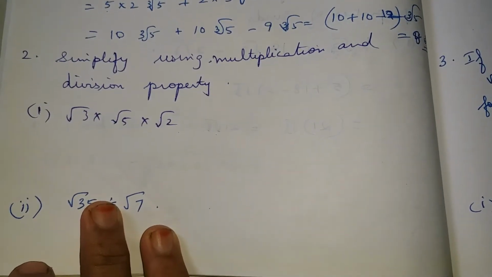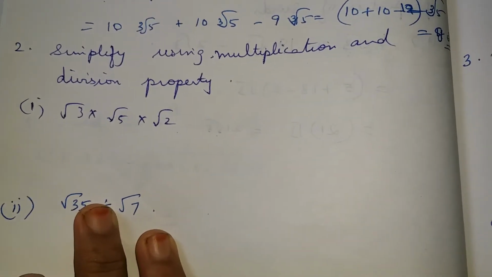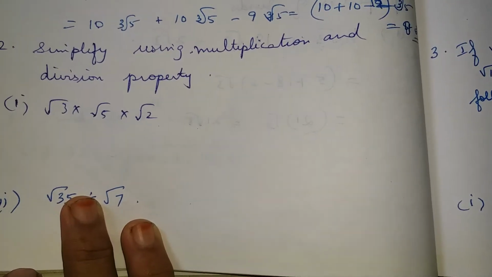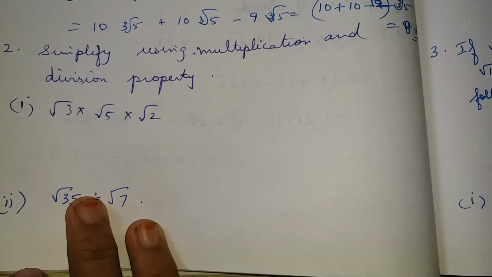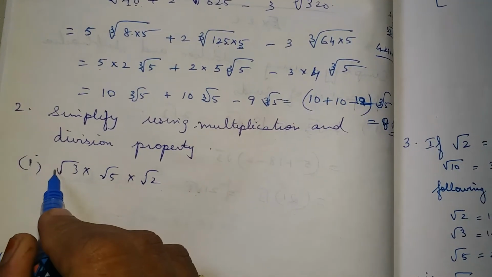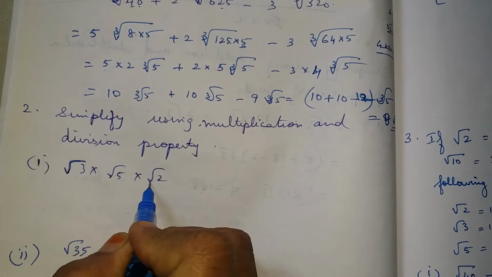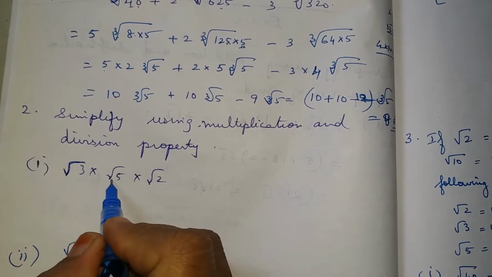9th standard, Maths, exercise 2.6, second sum. Simplify using the multiplication and division property. First sum is root 3 into root 5 into root 2. Here the orders are the same, that is root 3, root 5, root 2.